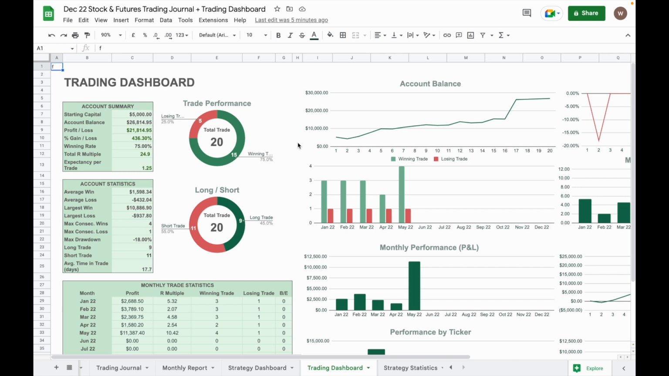So as a conclusion, I think a trading journal with a trading dashboard is very important for traders who want to keep track of their trading activity and review the trade in order to improve their trading performance and achieve their trading goals.